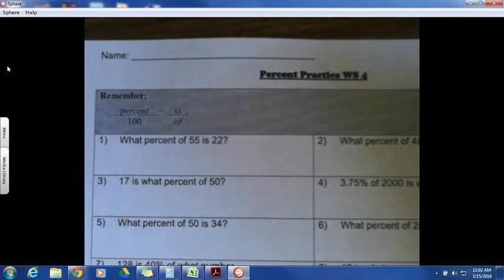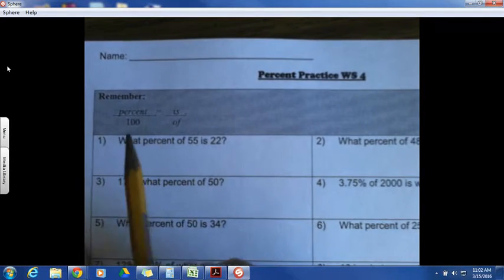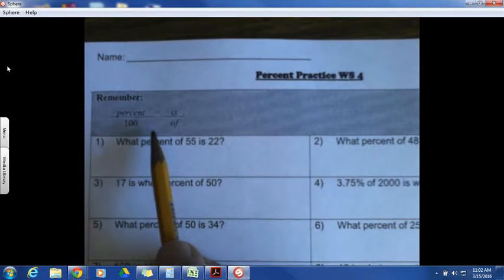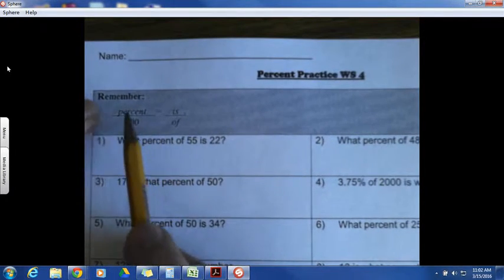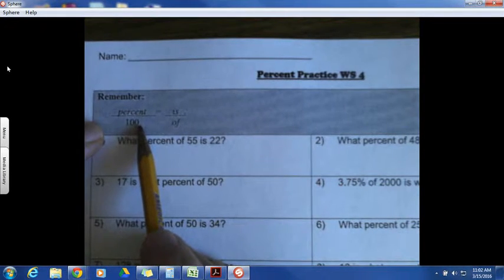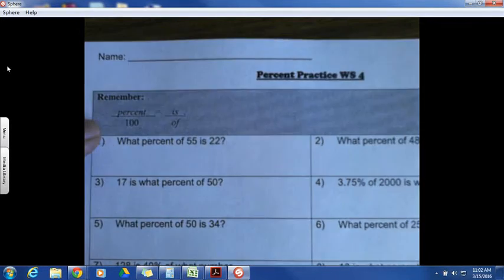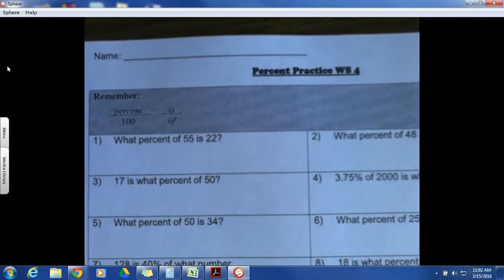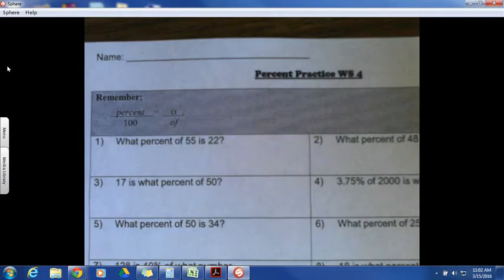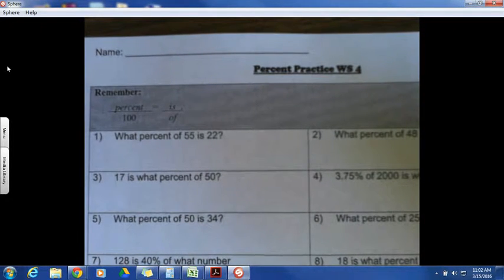So a really good cheat method I have up here is to think about comparing percentages as this proportion. So a percent over 100 for the first ratio, and then is and of for the next ratio. Probably isn't going to make a lot of sense right now, but you'll see that it's a really good kind of cheat system when you have these types of percent word problems.